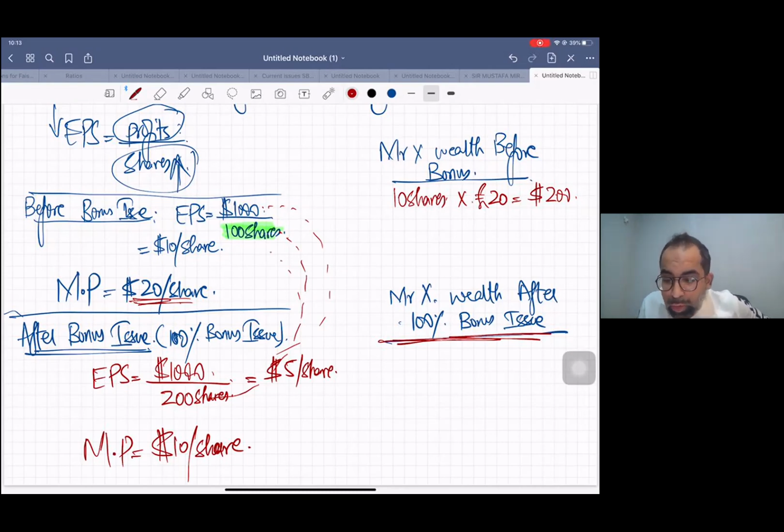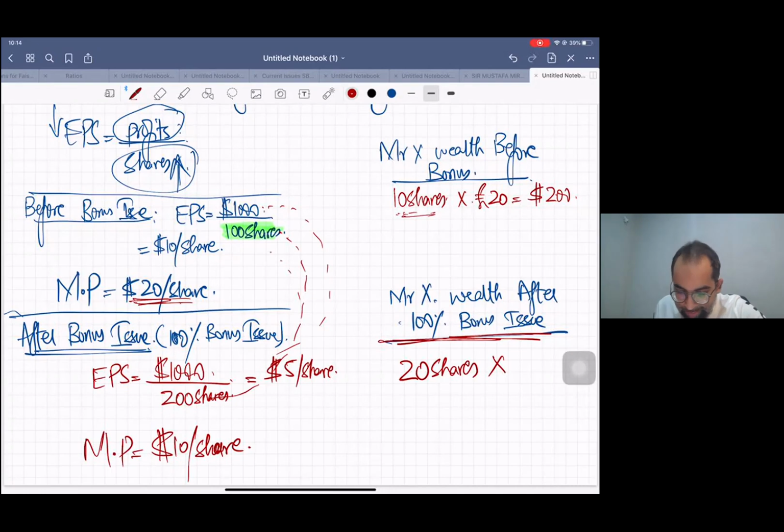See, already Mr. X had 10 shares. But now after 100% bonus issue, Mr. X will receive the same number of new shares. He had 10 shares. Now he'll receive 10 shares more. So now his shares became 20 shares.